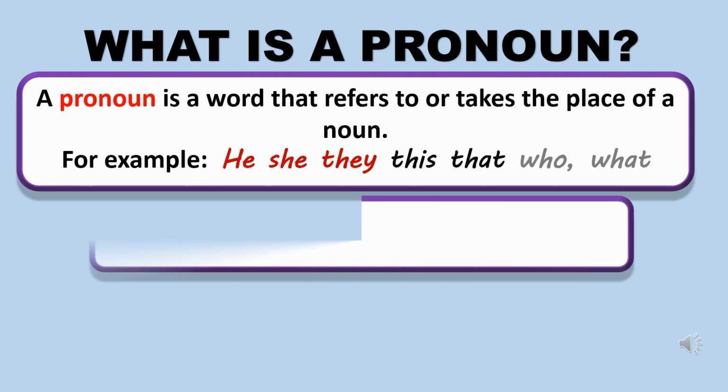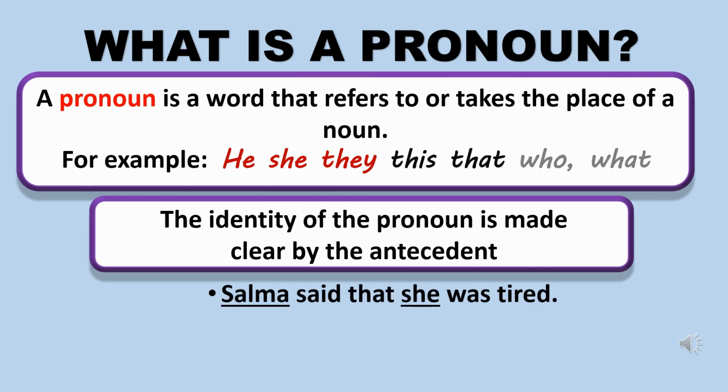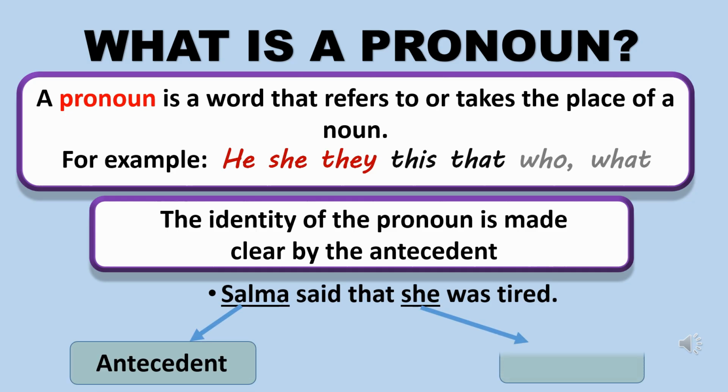But how do we know what a pronoun is talking about? That's where the antecedent comes in. It's the noun that the pronoun is replacing or referring back to. For example, Salma said that she was tired. Here, Salma is the antecedent, and she is the pronoun. The pronoun gets its meaning from the antecedent. It's kind of like the pronoun's clue or reference point.